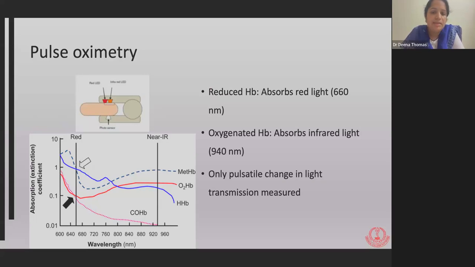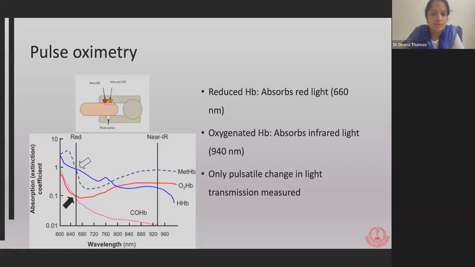Why red light? Because the deoxygenated or reduced hemoglobin has its maximum absorption spectrum there. The blue line is the reduced hemoglobin. It has maximum absorption at red light, that is 660 nanometer. The oxygenated hemoglobin has maximum absorption in the near infrared range, that is 940 nanometer. So by using this, and the amount of light actually falling onto the photosensor, it will tell you how much oxygenated hemoglobin is there in your blood, and convert it into the pulse oximeter reading that you see.